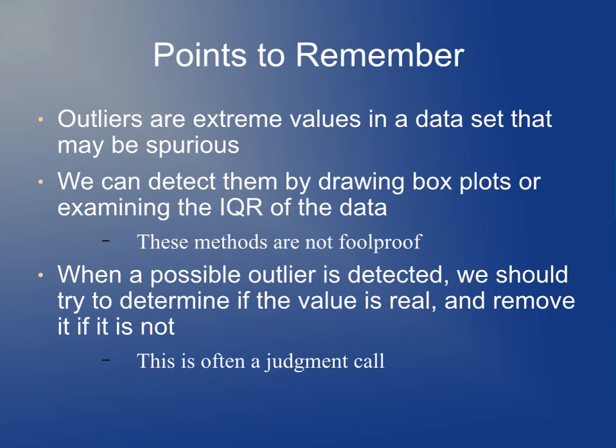Things to remember for today is that outliers are extreme values in a data set that might be spurious. You can detect them by drawing box plots or looking at the IQR of the data, but these methods are not foolproof and shouldn't be a substitute for common sense. When you find an outlier, you should try to figure out if it's real and then remove it if it isn't. This is often a judgment call, but you can have some idea using the guidelines that I described in the lecture today.